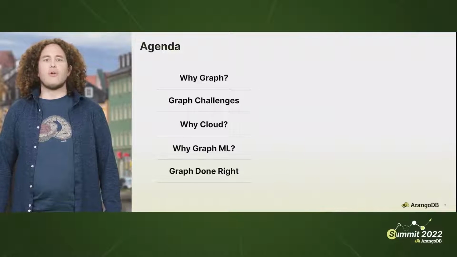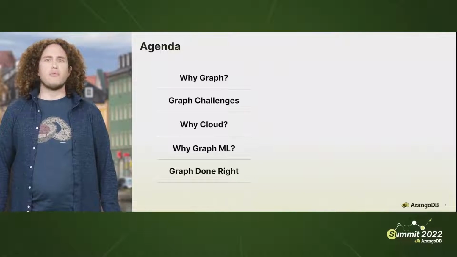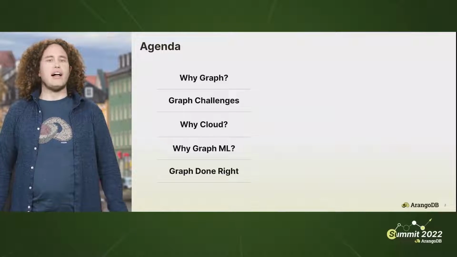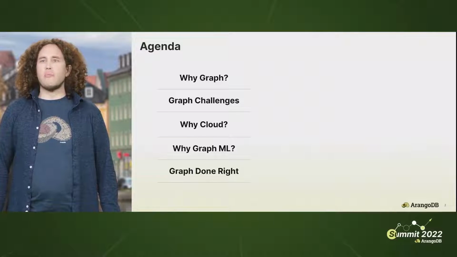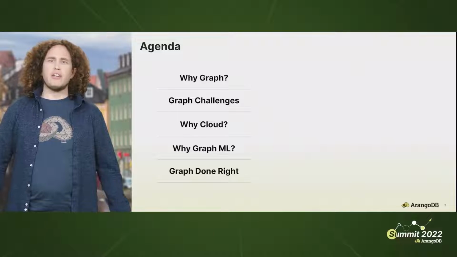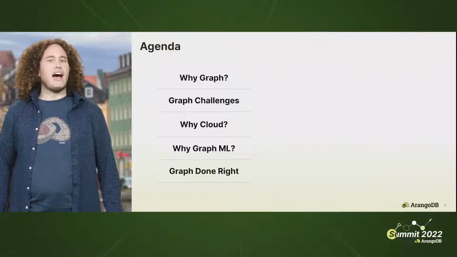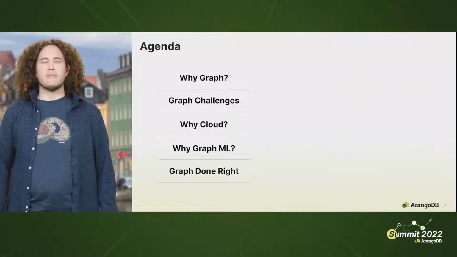One of the key cornerstones of creating business value out of your connected data, in my opinion, is a cloud. So we will learn a little bit about how cloud can actually help you to turn connected data into business value. Last but not least, my favorite topic, graph machine learning, which I would actually claim is one of the next levels in artificial intelligence. And we will see how all of this fits together into the concept of graph done right.